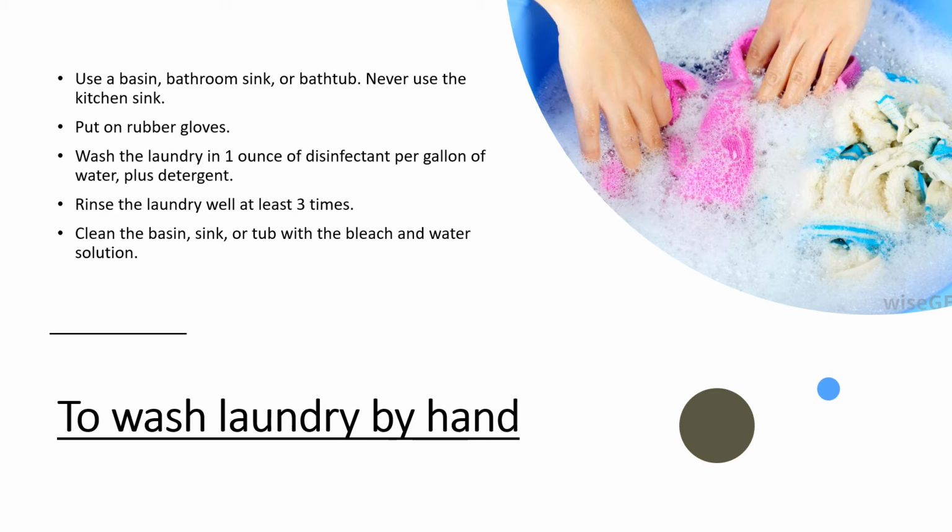Wash the laundry in 1 ounce of disinfectant per gallon of water plus detergent. Rinse the laundry well at least 3 times. Then clean the sink, basin, or tub with the bleach and water solution.